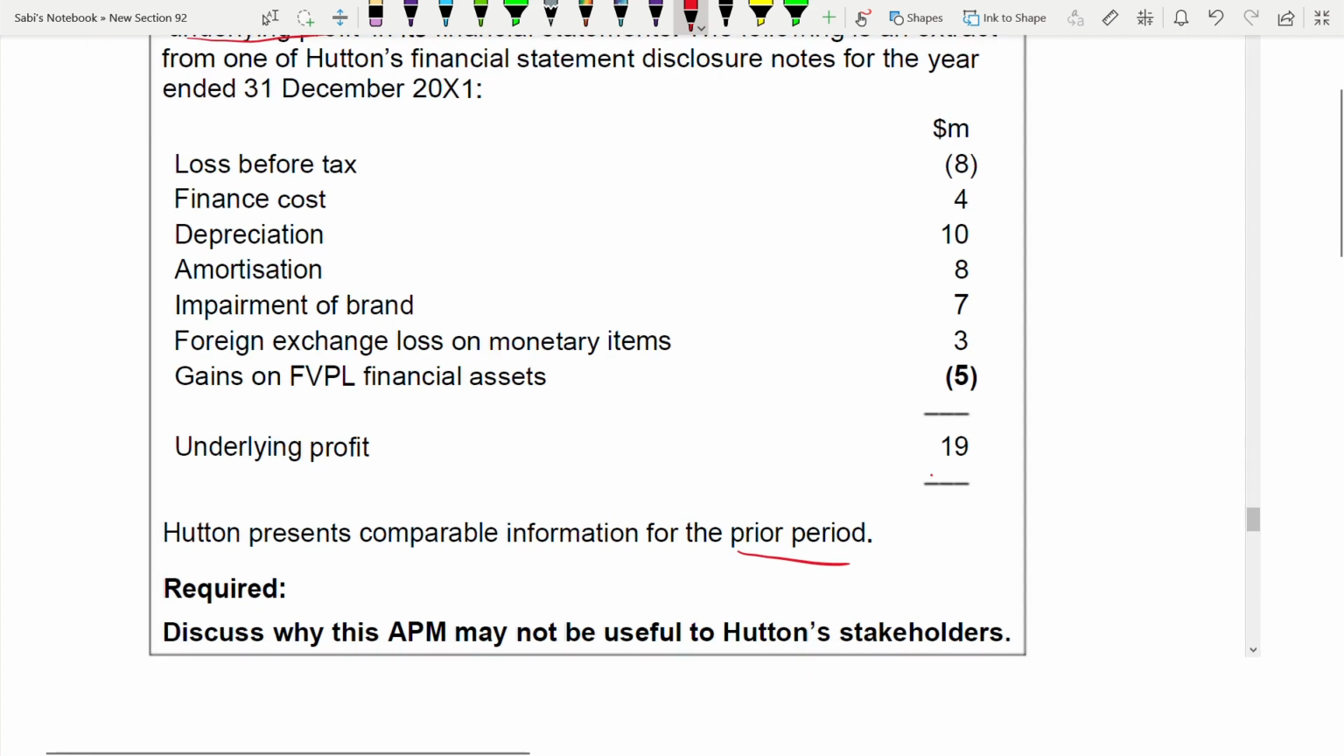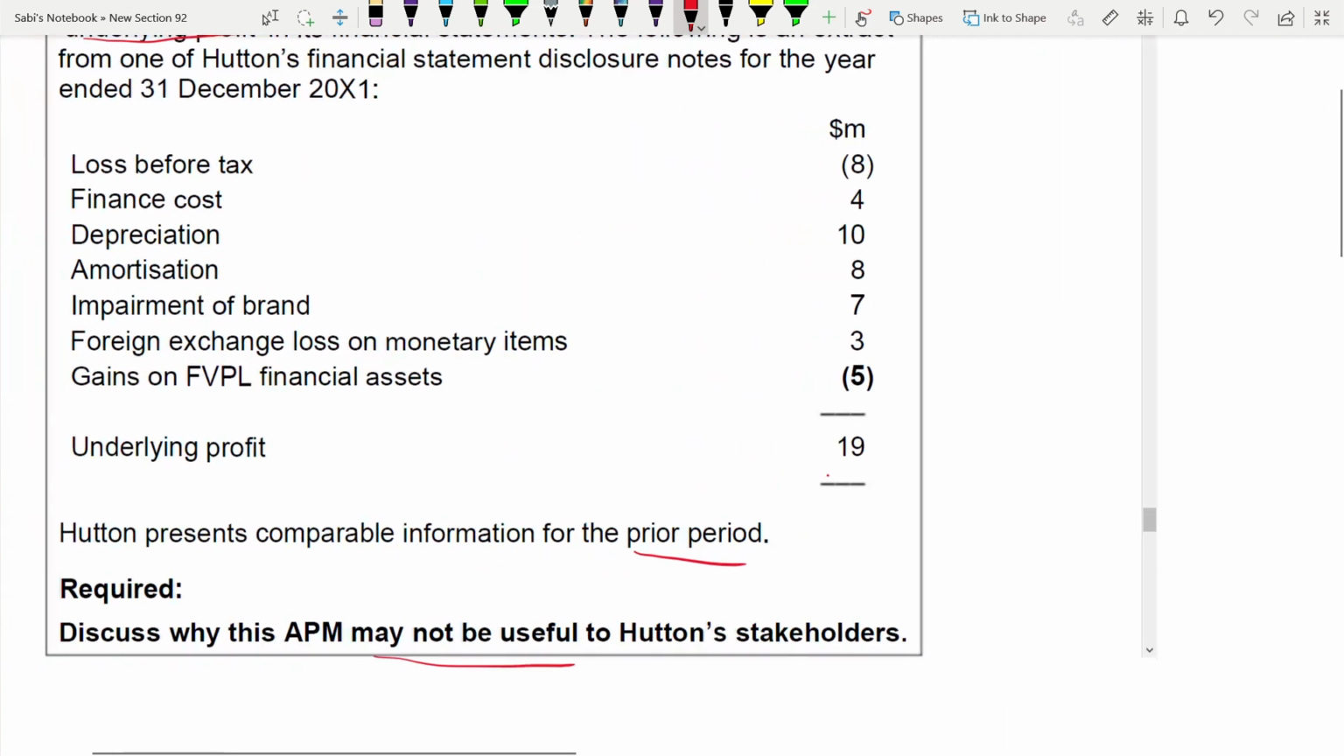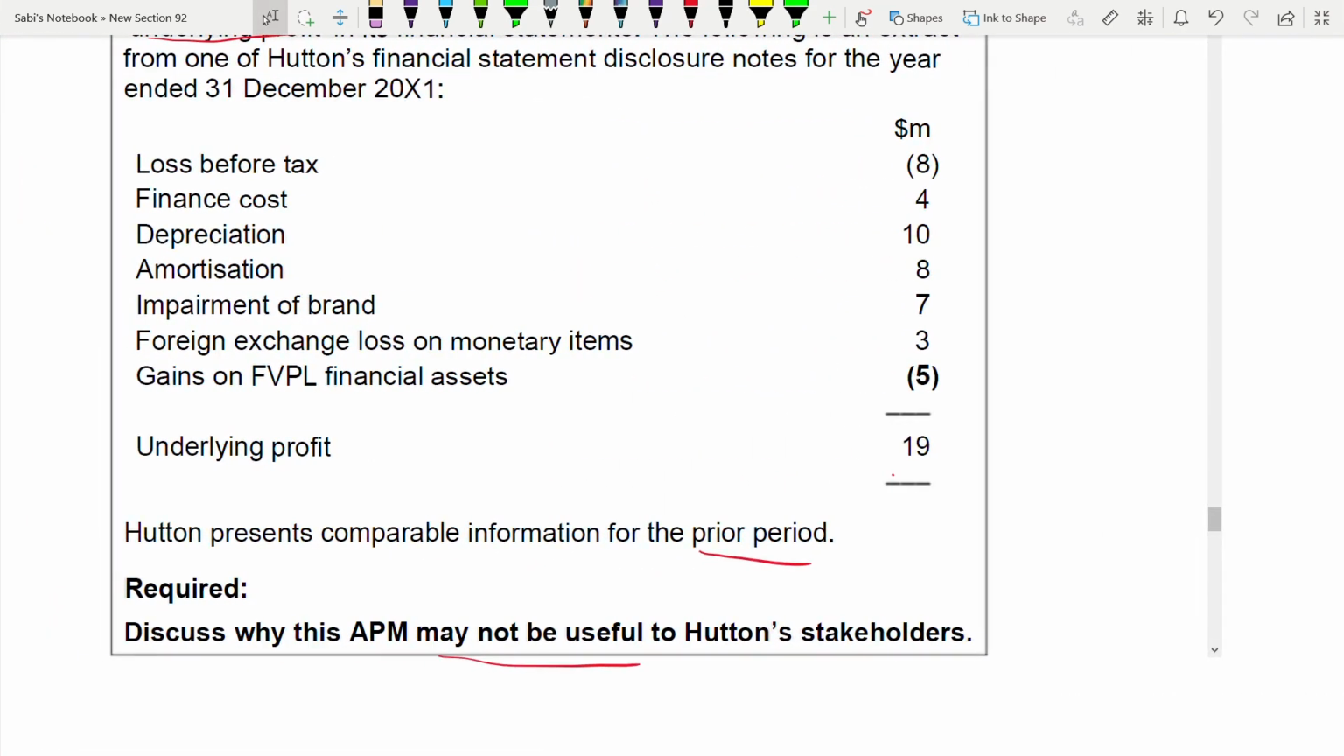Discuss why this APM may not be useful. The question is not whether this is useful or not useful, but why it is not useful to the stakeholder. I copy pasted the answer for you. But before that, let's see what are the things included. Loss before tax, finance cost, depreciation, amortization, impairment of brand, foreign exchange loss on monetary items, and gain on FVTPL, which stands for fair value through profit and loss financial assets. Okay.